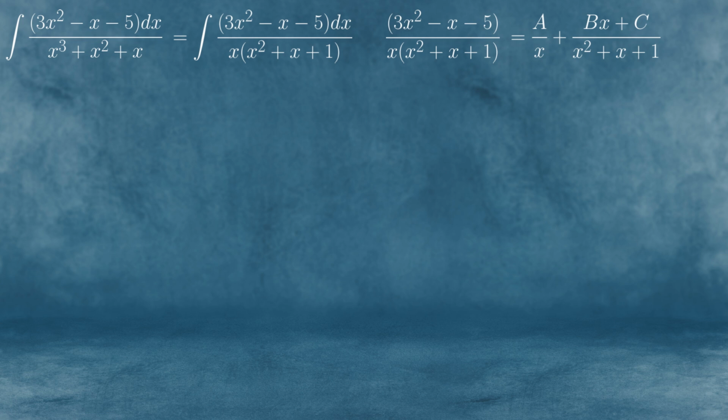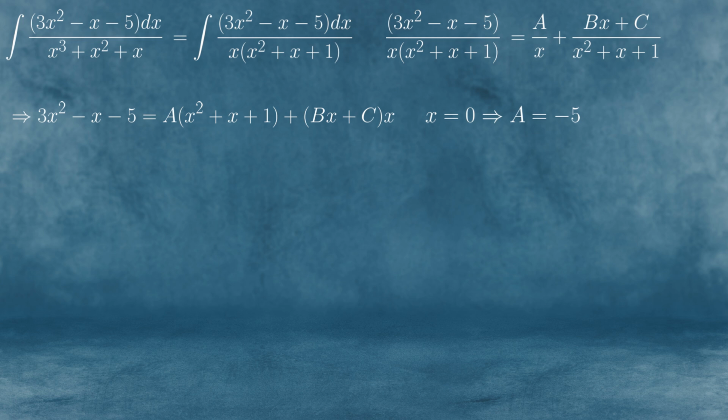So, if we multiply both sides of the equation by x cubed plus x squared plus x, we end up having that 3x squared minus x minus 5 is equal to A times x squared plus x plus 1 plus Bx plus C times x. Now, if we notice that if x is equal to 0, we can solve for the variable A, and we end up having that A has to be equal to -5.